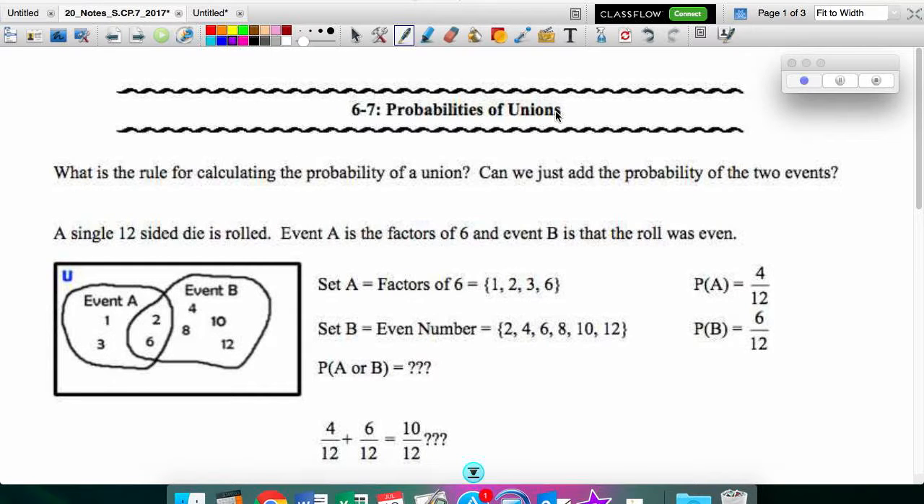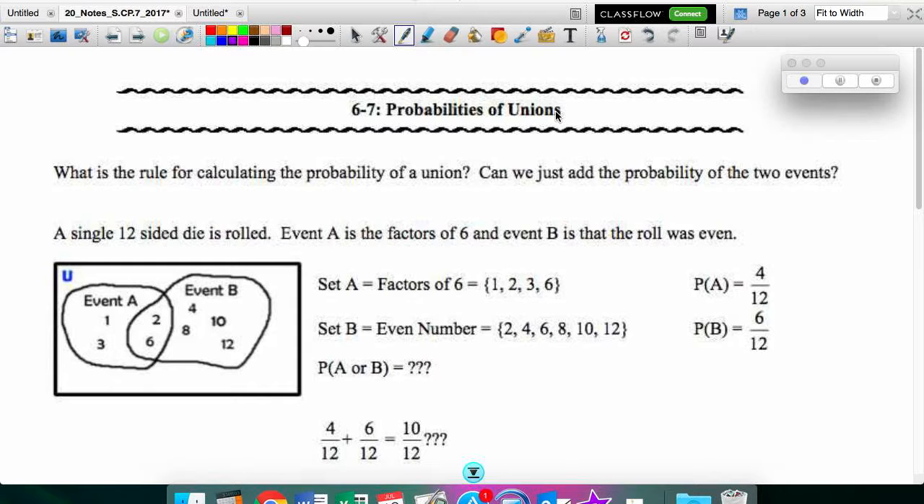6-7 is all about the probabilities of unions. Earlier in the unit, we talked about what a union was, the combination of two or more events and their outcomes. So, how can we calculate the probability of a union? Can we just add the probabilities of the two events separately?